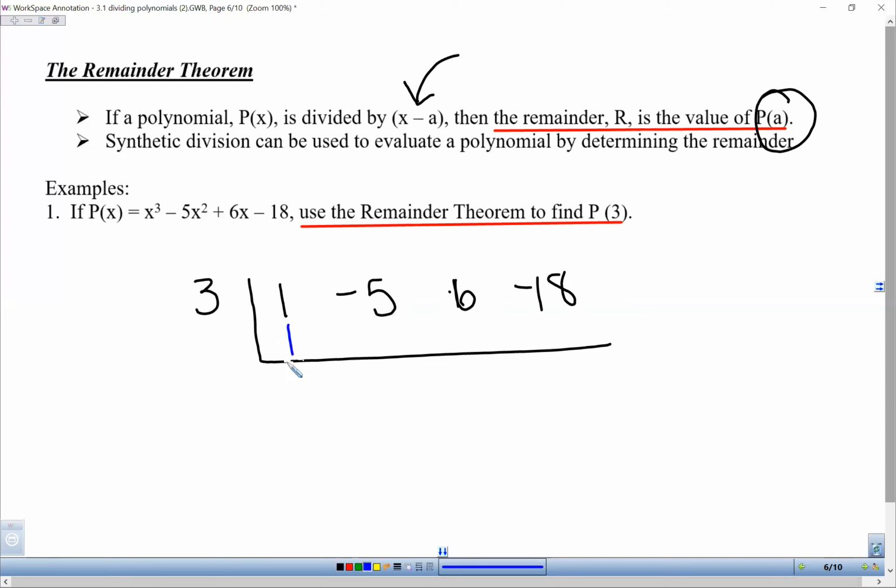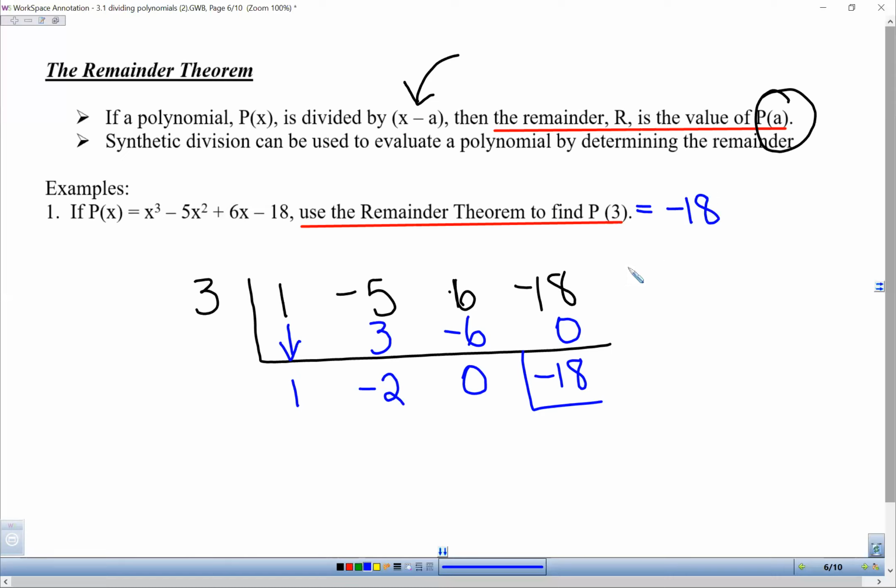So we do synthetic division again, bring down the 1. 3 times 1 is 3. Add that together. 3 times negative 2 is negative 6. Add that together. 3 times 0 is 0. Add that together. And we get negative 18. So p of 3 is equal to negative 18.